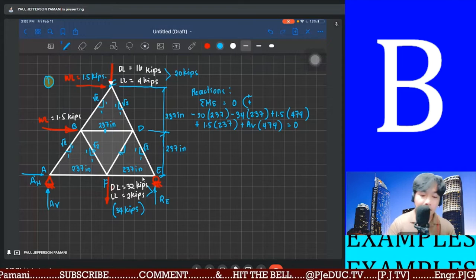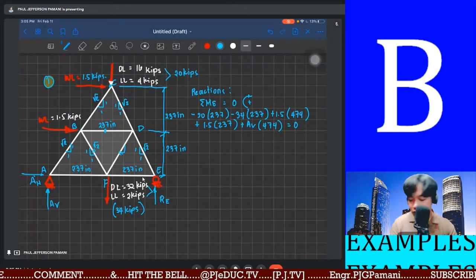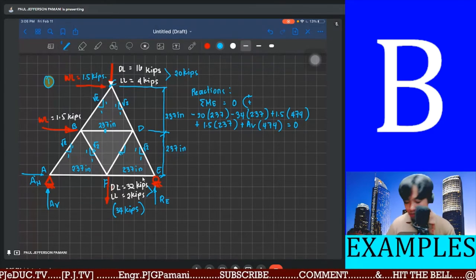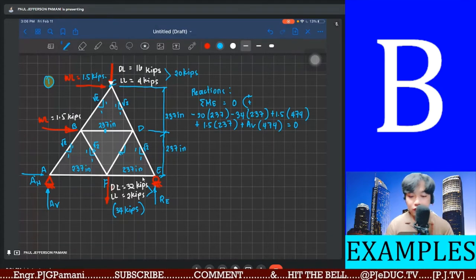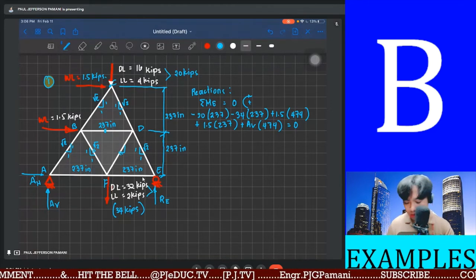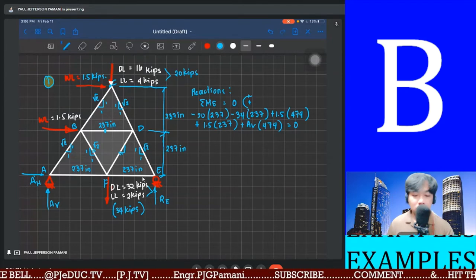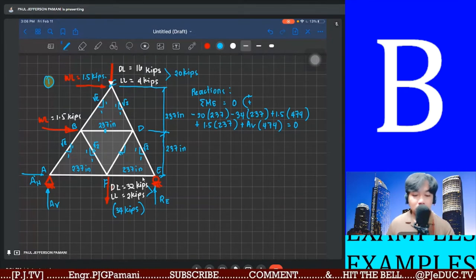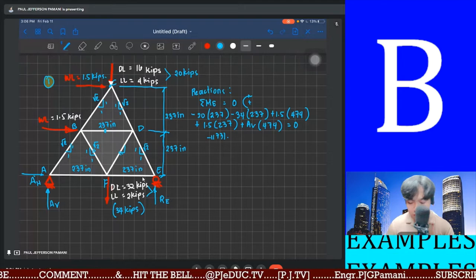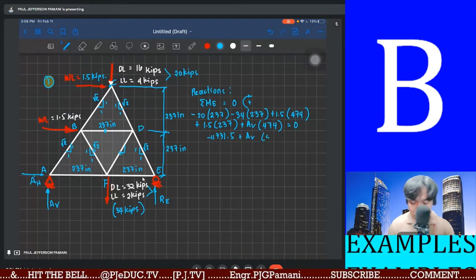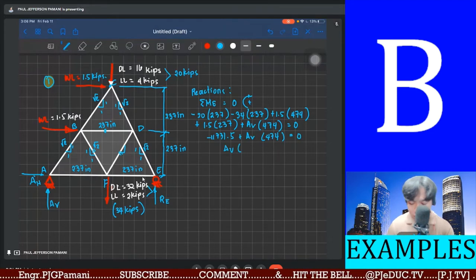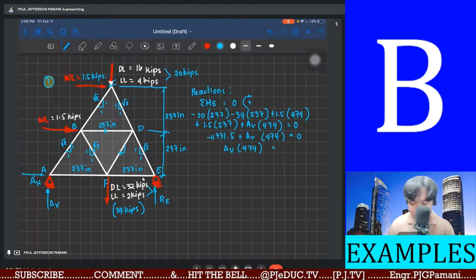Simplify. Negative 20 times 237 minus 34 times 237 plus 1.5 of 474 plus 1.5 of 237. Ilagay ko ba lahat? That is equal now to negative 11,731.5 plus AV of 474 equal to 0. Simplify, transpose to the other side, and divide both sides with 474.